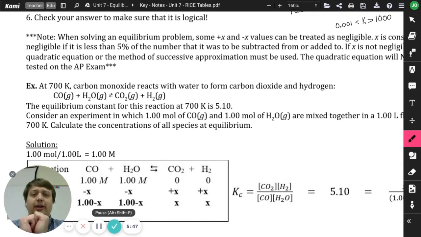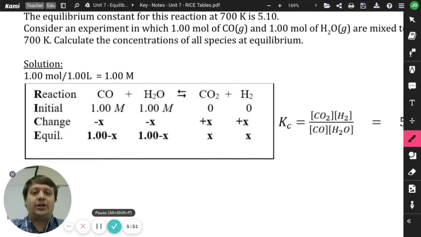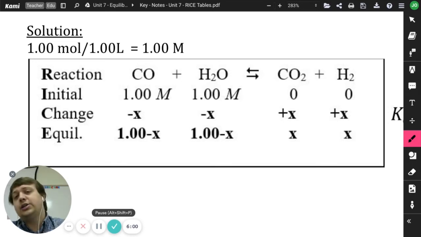So the very first thing in a RICE table is the reaction. R stands for reaction, and that would be your balanced equation. So I have CO plus H2O in a reversible reaction produces CO2 plus H2. The next thing is going to be the initial, so this is the initial concentration.